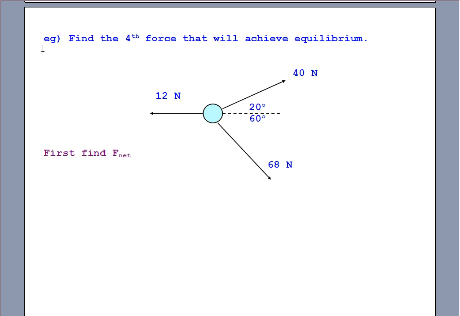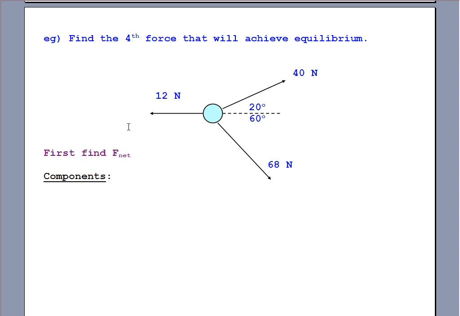So that 40 newtons, that's diagonal. It's got a sideways component of 40 cos 20 and a vertical component of 40 sine 20. And the same is true for the 68. It's got a sideways component of 68 cos 60, and then it's reversed now. It goes down with a vertical component down of 68 sine 60.